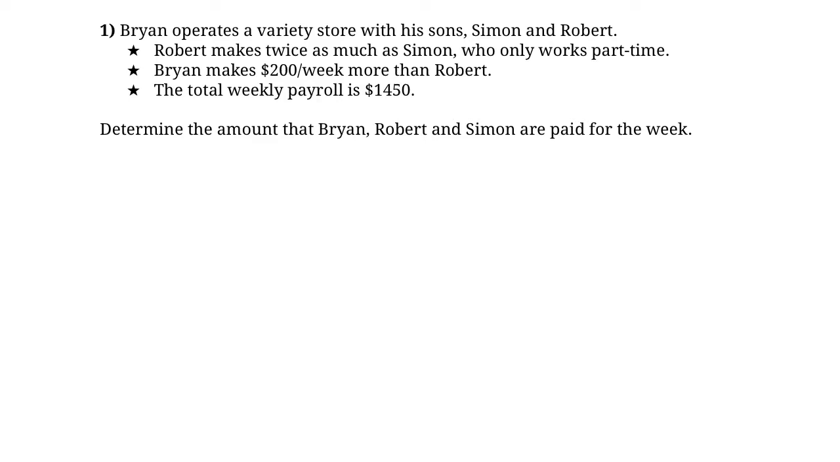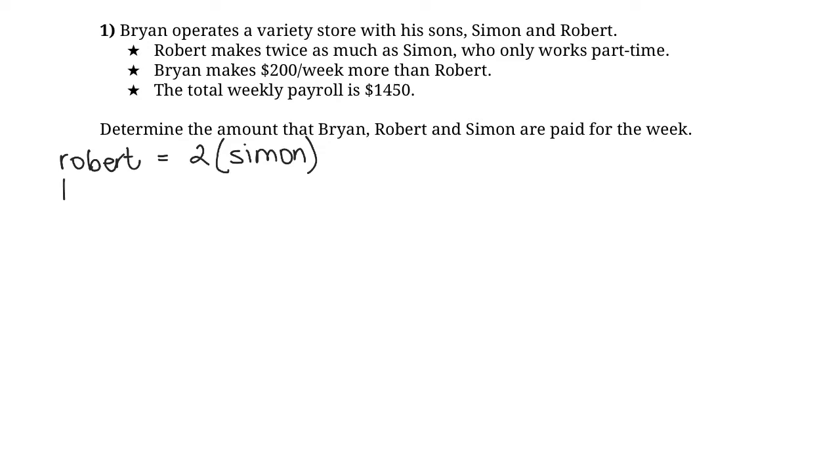So the first thing that we want to do is just come up with some equations that represent each person, or at least each of these pieces of information that were given to us in the question. So we are told that Robert makes twice as much as Simon. So I'm going to go ahead and write that out. So Robert, he makes twice as much as Simon. So that's the same thing as saying 2 times Simon.